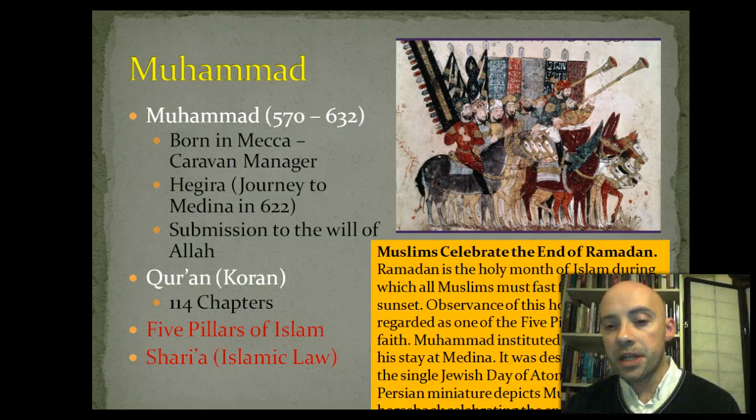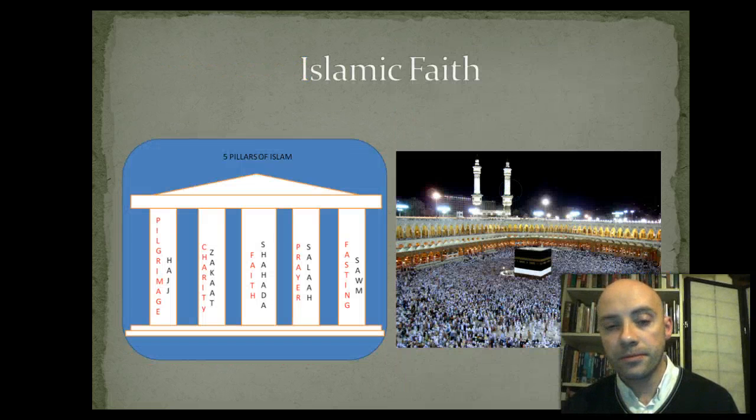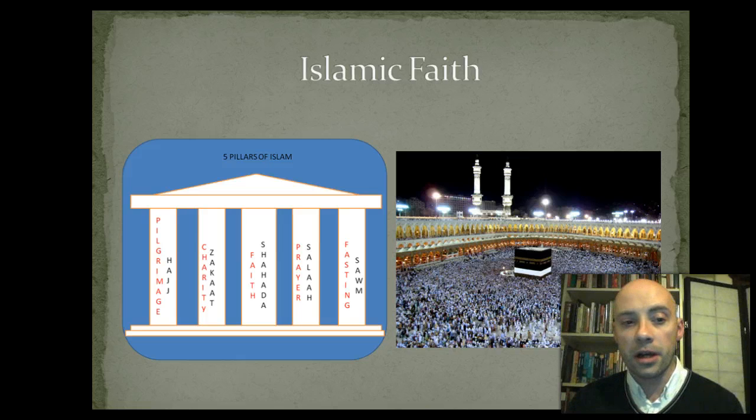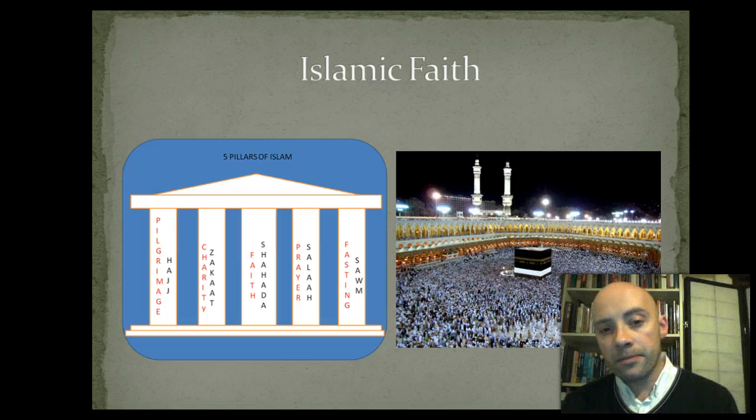It was designed to replace the Jewish Day of Atonement with a whole month, and Muhammad instituted the fast during his stay in Medina, or his exile in Medina. So this shows Muslims on horseback celebrating the end of Ramadan. The 5 pillars of Islam are pilgrimage to Mecca, or the Hajj, charity, zakat, faith, shahada, prayer, salah, and fasting, sawm. And Ramadan would fall under fasting. And this is the Kaaba and pilgrims to the Kaaba.